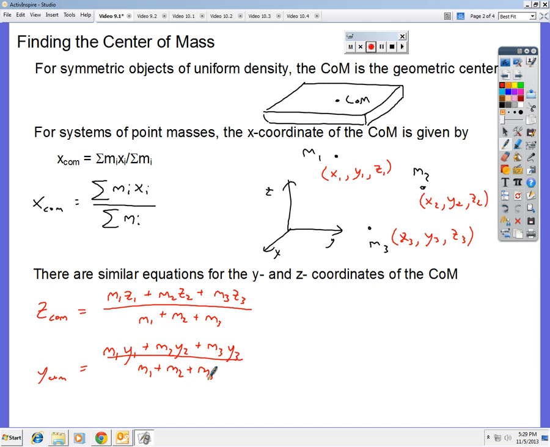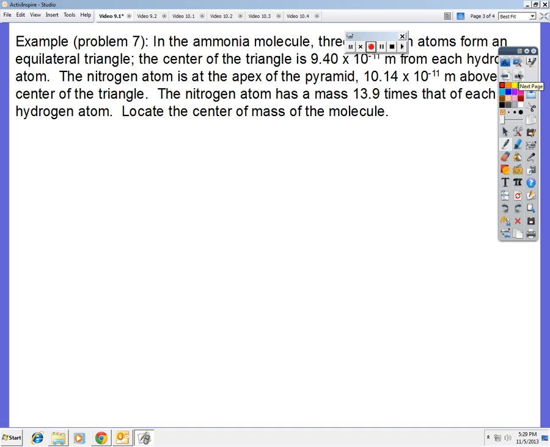However, most of the time, there's going to be some symmetry you can use. Like in this example, this is problem 7 from your textbook. An ammonia molecule has three hydrogen atoms and a nitrogen atom, and it's kind of a pyramid sort of thing. So you've got the three hydrogen atoms that make up the base of the pyramid, and then above the center of that is the nitrogen atom. And we're told, actually I'll make that a little bit bigger.